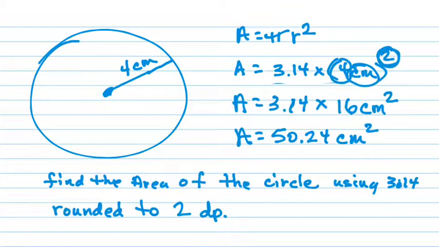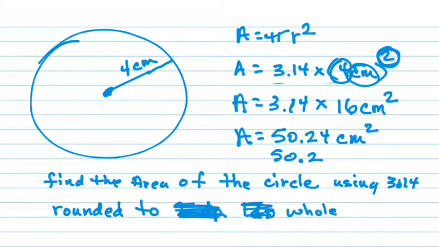Rounded to 2 decimal places. I could ask you for less. What if I said, not rounded to 2 decimal places, but 1 decimal place? What would I get? 50.2. Yeah, just 50.2. What happened to the 4? It's less than 5, so it just rounds away, right? Goes away. What if I said to the nearest whole number? Area would equal what? 50 centimeters squared.